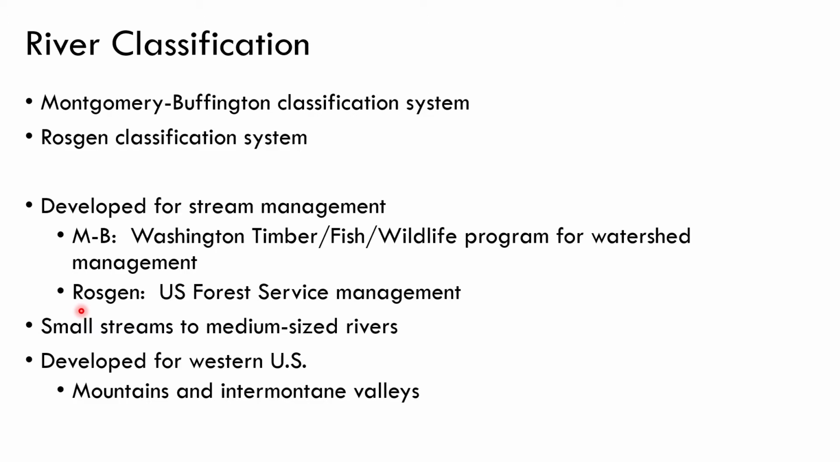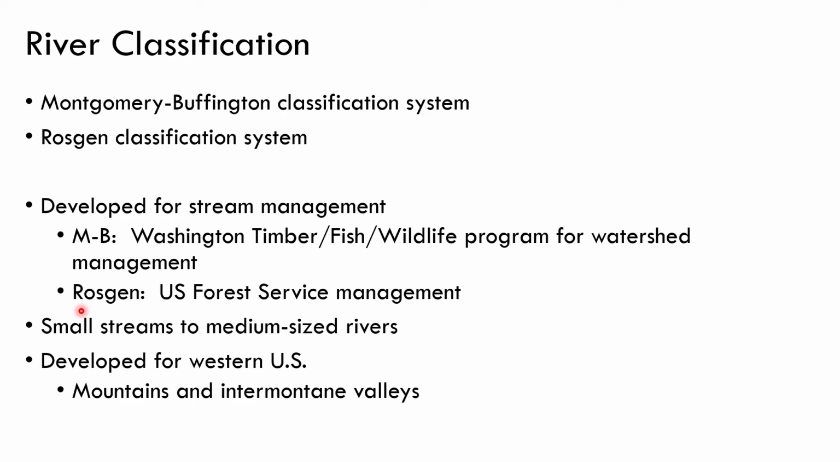The Rosgen classification system was developed by one guy, Dave Rosgen, who worked for the U.S. Forest Service, and decided to try to use this as a way to come up with prescriptive management rules for different rivers throughout the western U.S. But both of these classification systems are primarily geared towards small to medium-sized rivers. Once we get into large rivers, these don't really work as well. And large rivers have slightly different classification schemes anyways.